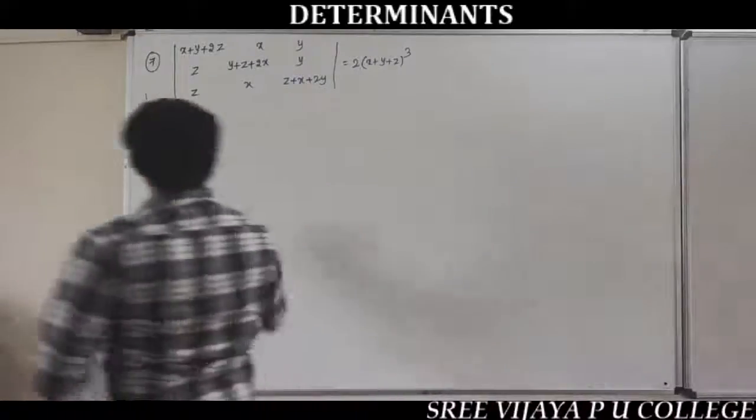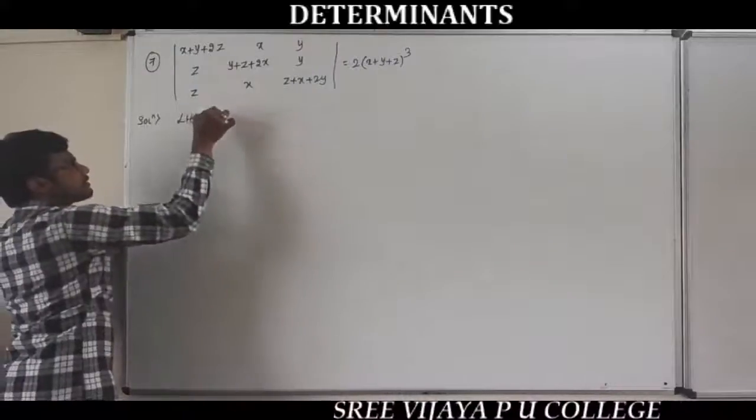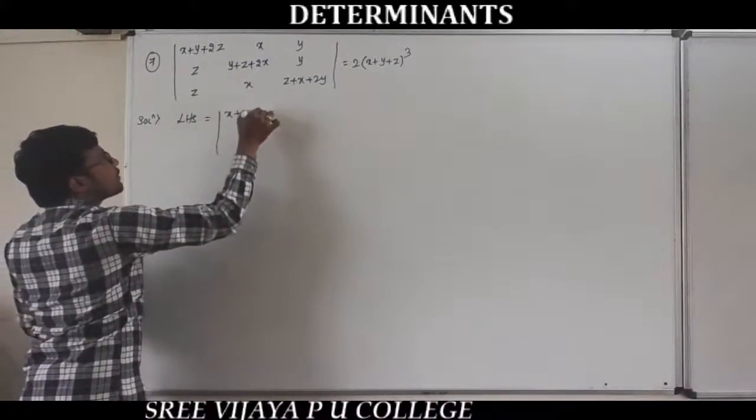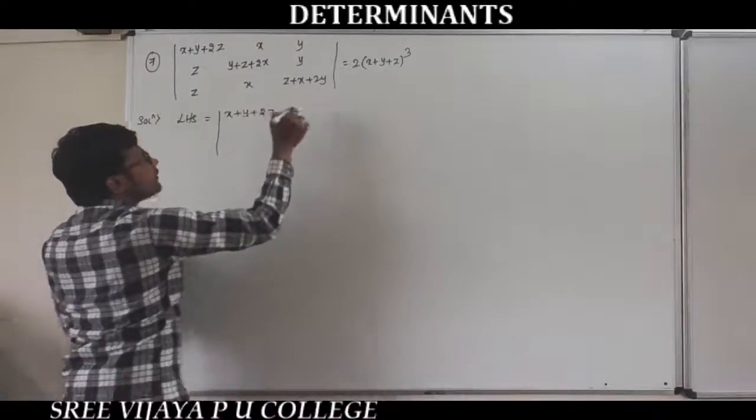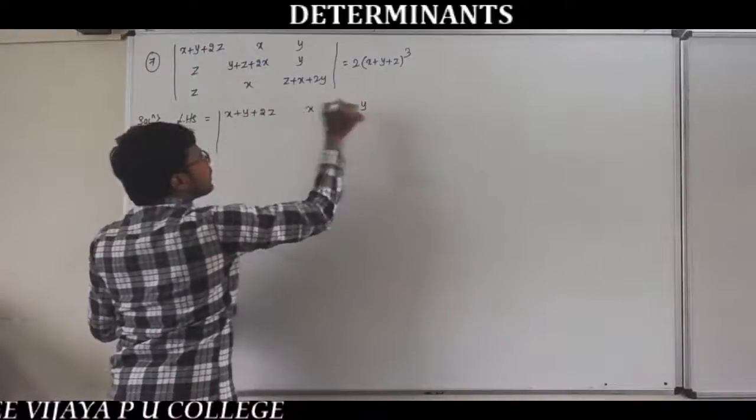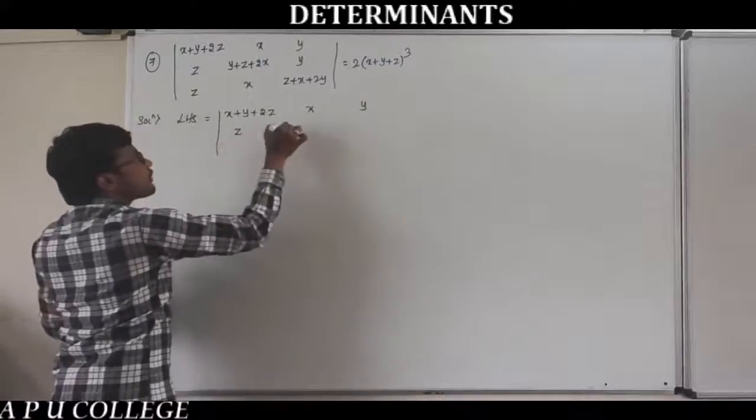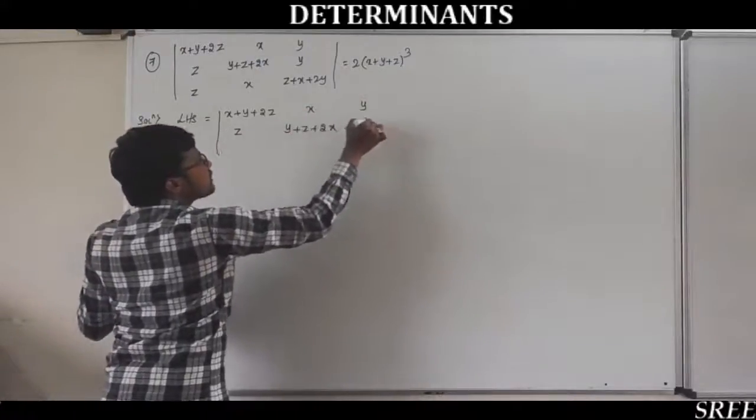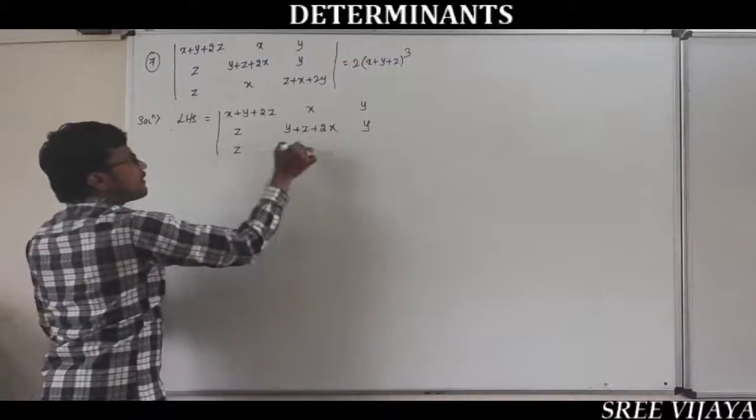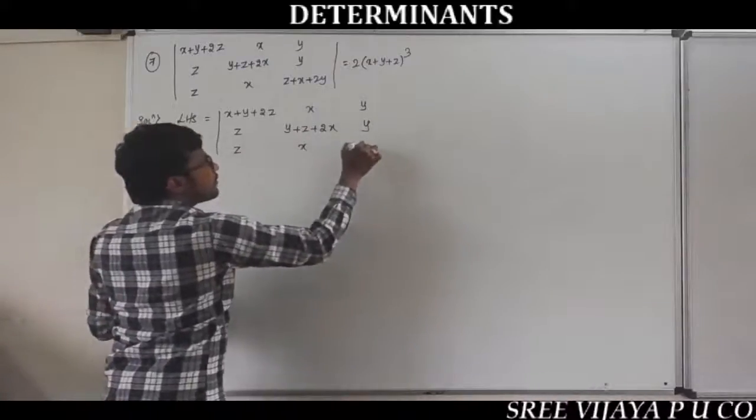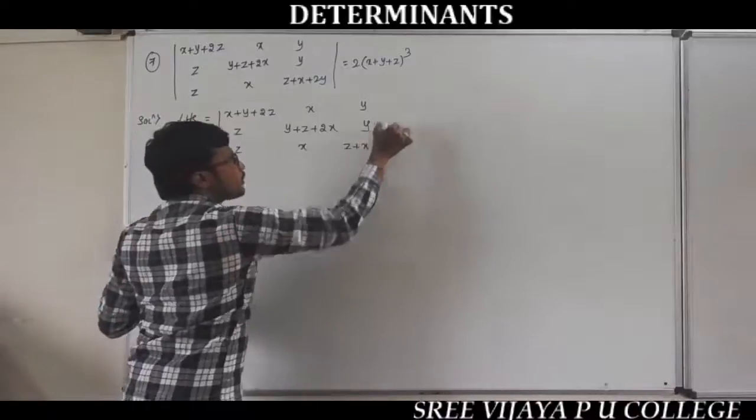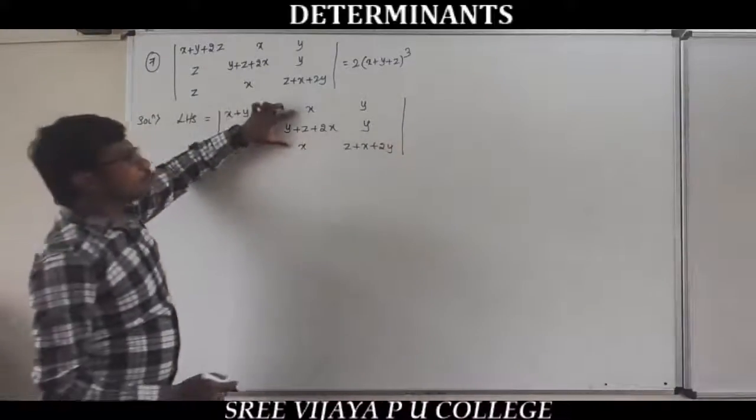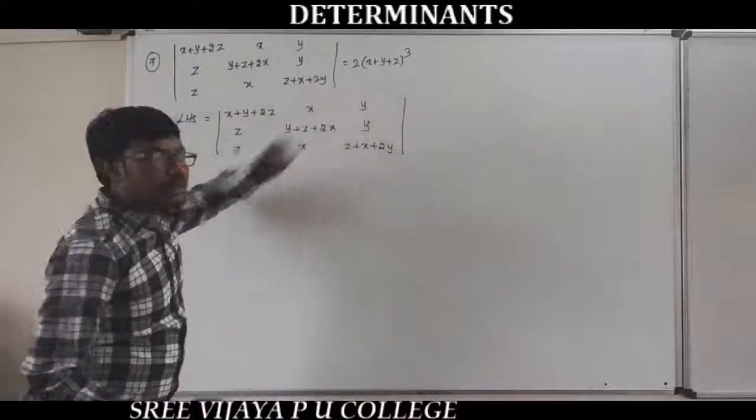So the next one, take the LHS. Determinant of x plus y plus 2z, x and y; z, y plus z plus 2x, y; z, x, z plus x plus 2y. So here in column 2 the elements are the same, and in column 3 the elements are the same.